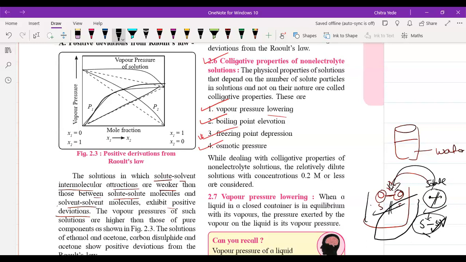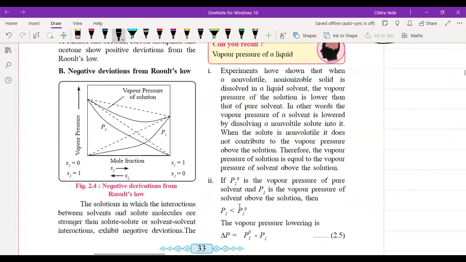In the second case, negative deviation. See here it is a straight line, so here it is also negative deviation, here also, and here also negative deviation takes place, because volume is going to decrease. If interaction between solute and solvent is very strong, then their intermolecular force of attraction is more, so space will be less. If space is less, it requires less space, so volume is going to decrease.